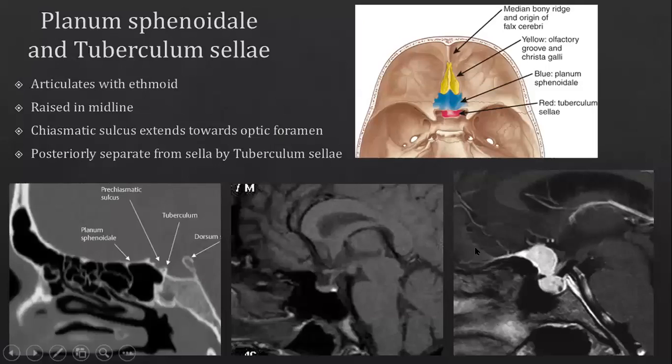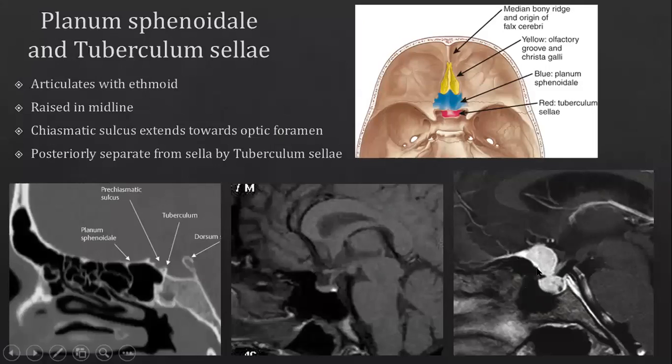It is this tuberculum sellae over here, and you can see this is a patient with a meningioma, and you can see the sphenoid sinus. This is the aerated component of the sphenoid sinus. This is the bony component which is not eroded. This is the dorsum sella. This is the enhancing pituitary gland with the infundibulum.